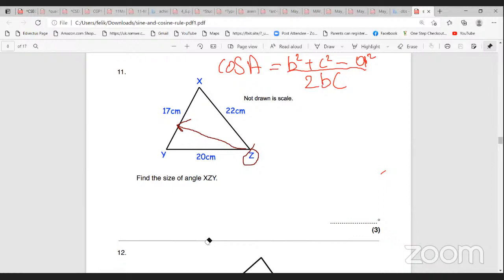So let's just fill in what we know. Cos, do we know what the angle A is? Do we know what the angle is? No. So we're going to write back cos A equals b squared. So somebody needs to be writing.